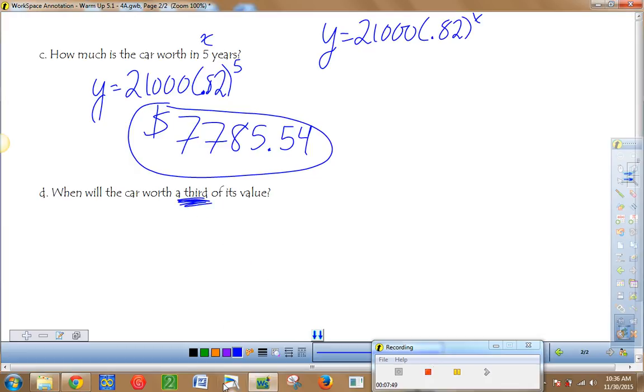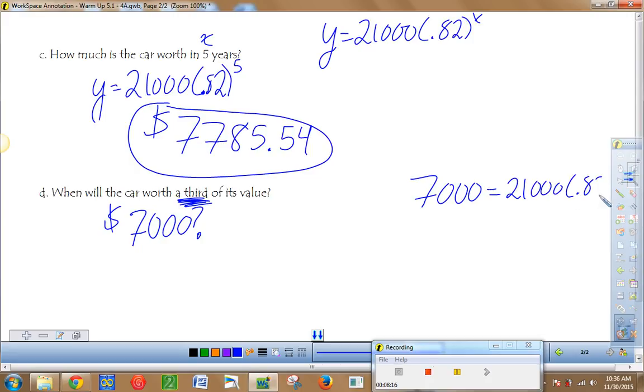Alright, how do we figure out when the car will be worth 1/3 of its value? What is 1/3 of its value? 7,000 would be 1/3 of its value, so when will it be equal to $7,000? How do I figure that out? Well, you can plug in 7,000 for Y, and you just solve that.